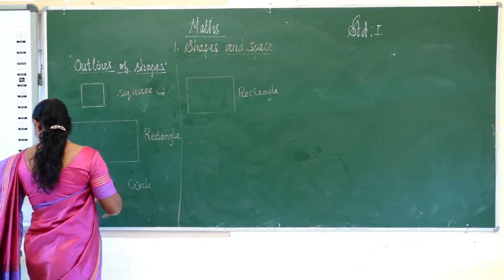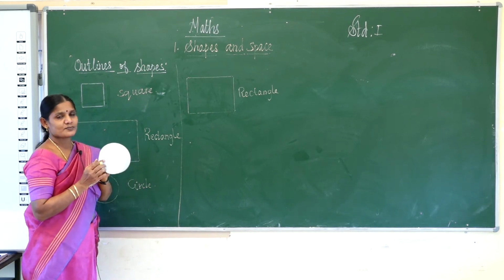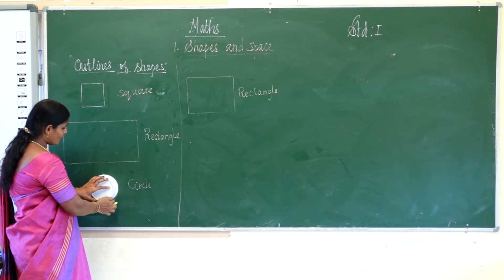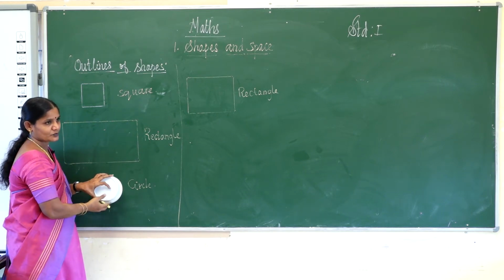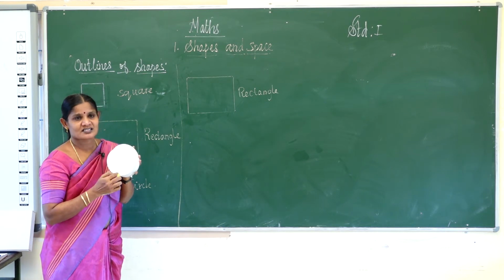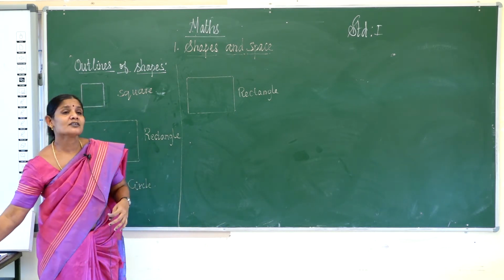Okay, then we take the circle. So you take this box. Okay, you put in your note and draw the outline of the shape. What is the shape of the box? The shape of the box is circle. Then the circle.